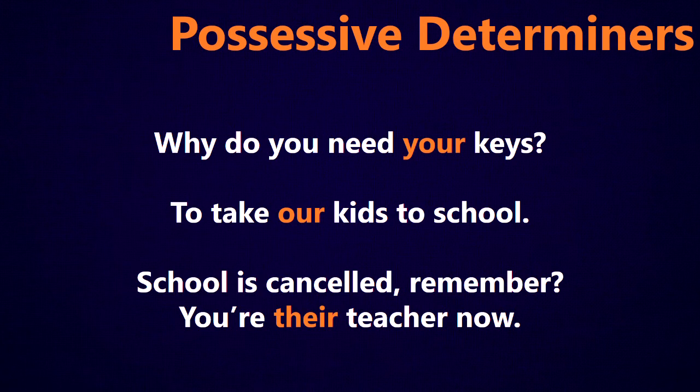Why do you need your keys? To take our kids to school. So our is a determiner. That's the first person plural. And kids is my noun. So your keys, again, keys is the noun, your the determiner. School is canceled, remember? You're their teacher now. So there is their determiner, third person plural, and teacher is our noun. So every time you see a determiner, there should be a noun after it. It might be the next word after it, or it might be a couple words later, but there will be a noun.